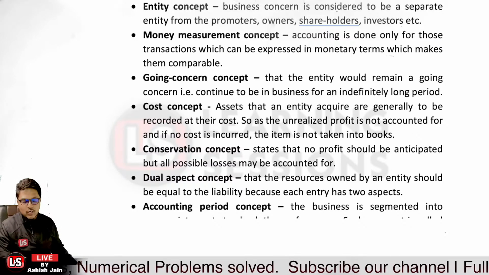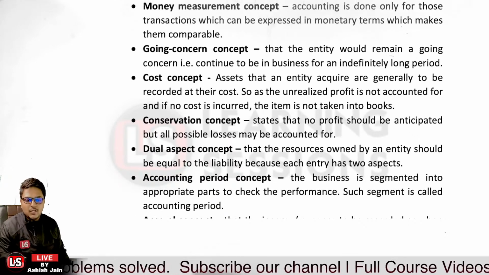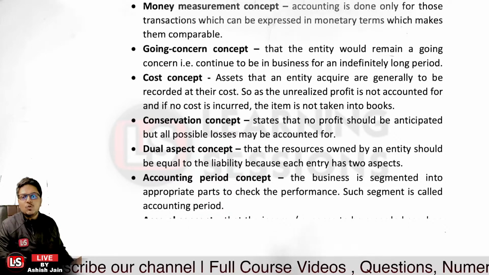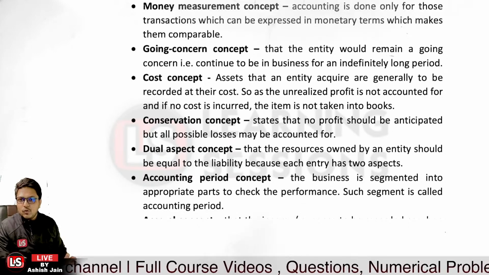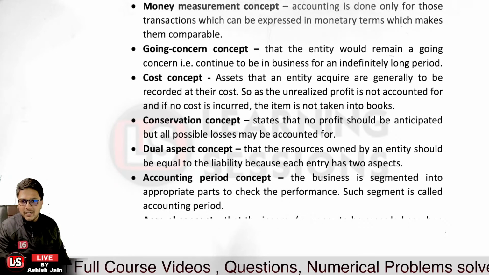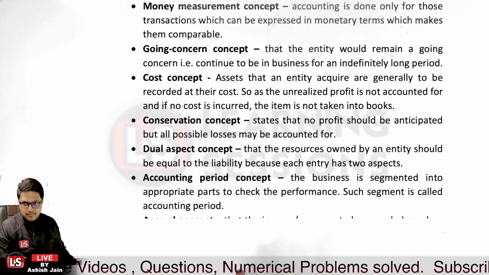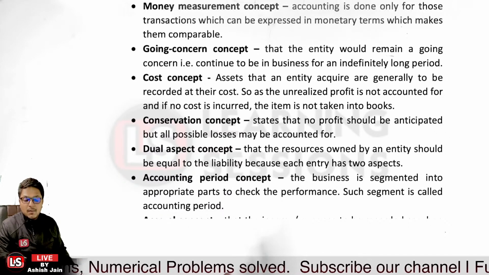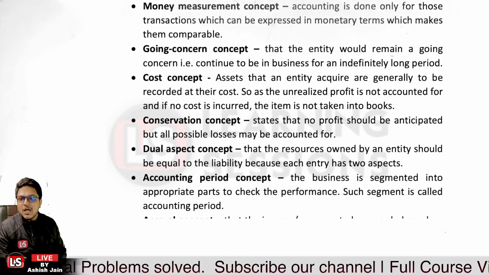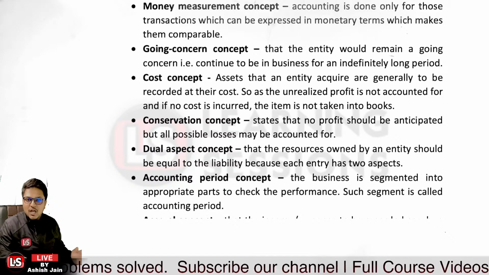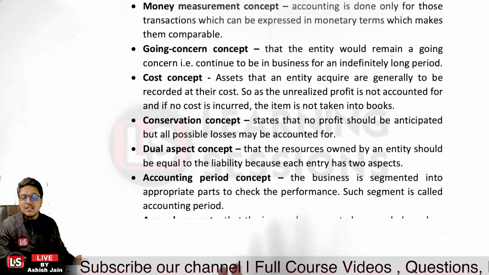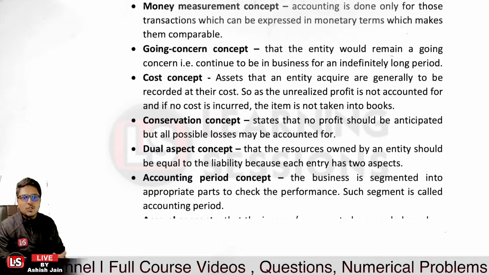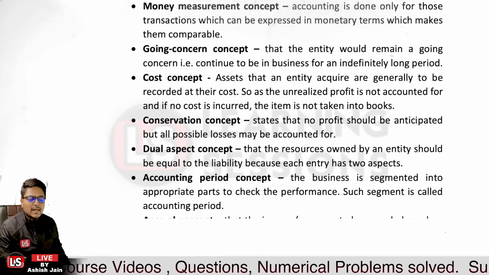Further, it is related to the accounting period concept. The business is segmented into appropriate parts to check the performance. If you do not take the accounting period into account, you will be accounting for a longer period. Right now, the accounting period is from 1st of April to 31st of March. If there were no accounting period, it would be quite difficult to compare your performance with the industry performance. That is why the business is segmented into appropriate parts, and such a segment is called the accounting period.